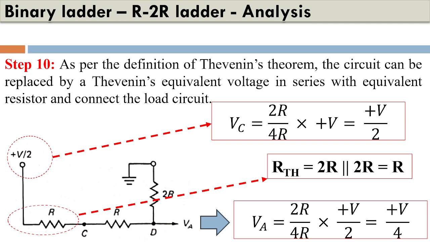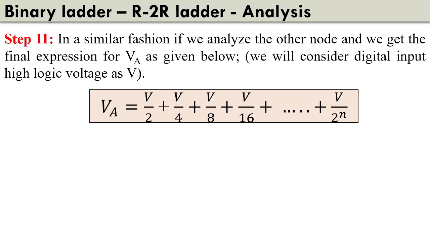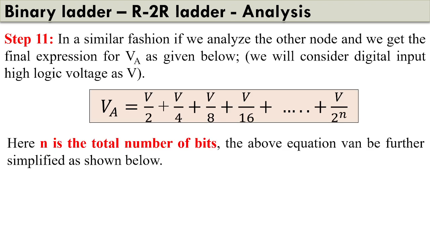And if we take 0, 0, 0, 1, we will get the output voltage as V by 16. So if we analyze them one by one, we get the total summation when all of them are working together, where one will be V by 2 plus V by 4 plus V by 8 plus V by 16, and it is true if we use n number of total bits.